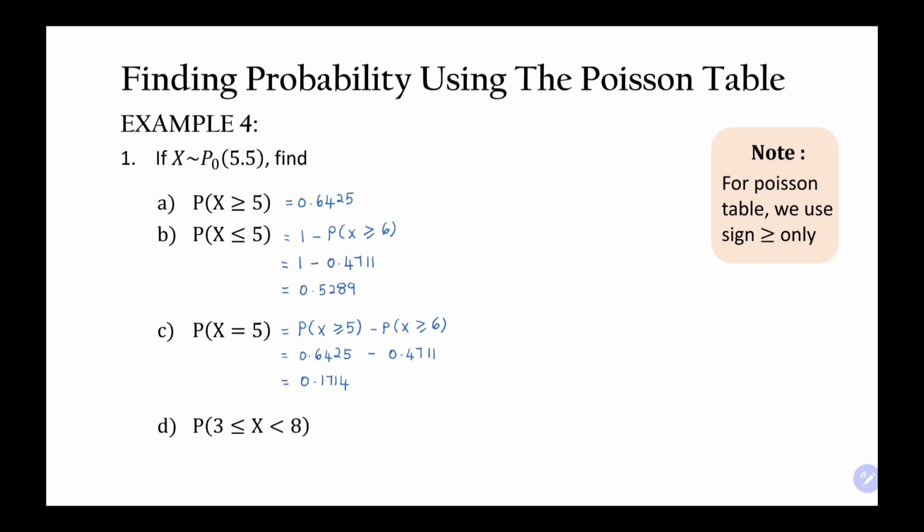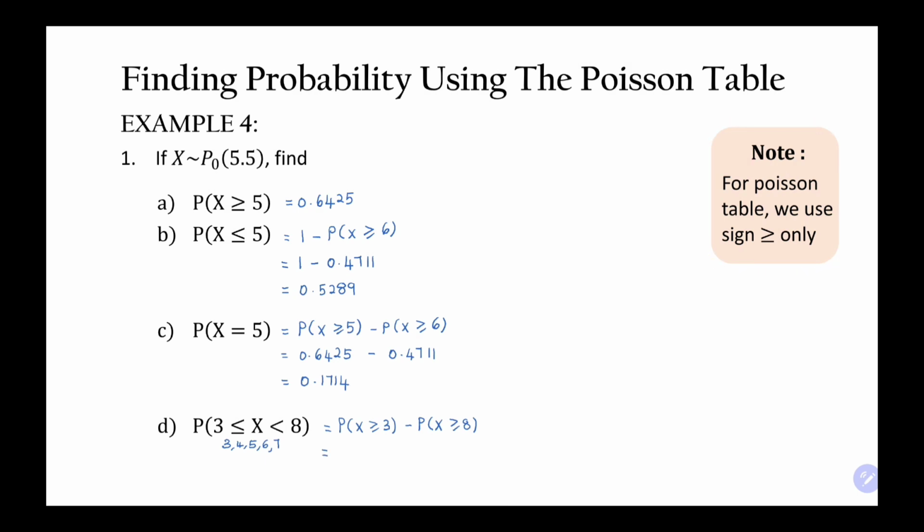Next question, we want to find the probability from 3 to 8, where 3 is included and 8 is not included. This means that we want to find 3, 4, 5, 6 and 7. To find 3 until 7, we use P(X greater than or equal to 3) minus P(X greater than or equal to 8). We want 3 until 7 only, so we subtract 8 and above.